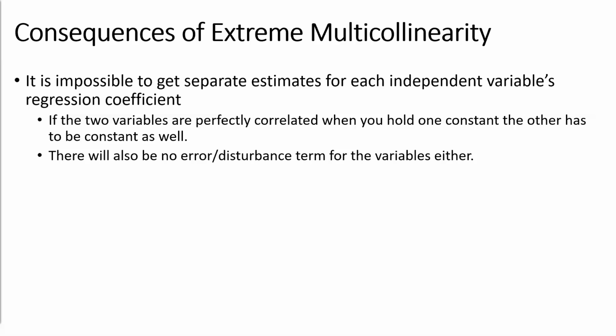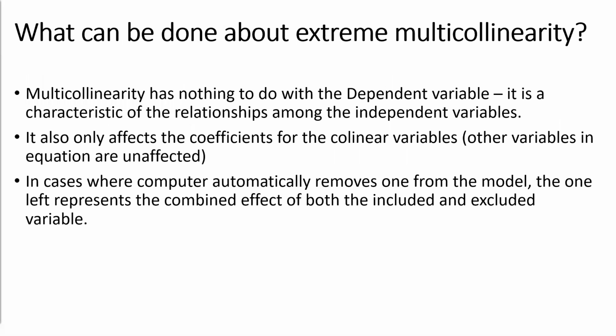The logic of the issue isn't all that obvious, but if you think about it, if the two variables are perfectly correlated, then when you hold one constant, the other has to be constant as well. And so you're not going to get a disturbance term because there's no error around that, because it's always the same, right? If one is this value, the other one is constantly that value. So there's no error, there's no variation around that error term. So you can see what some of the problems are that might come out of that.